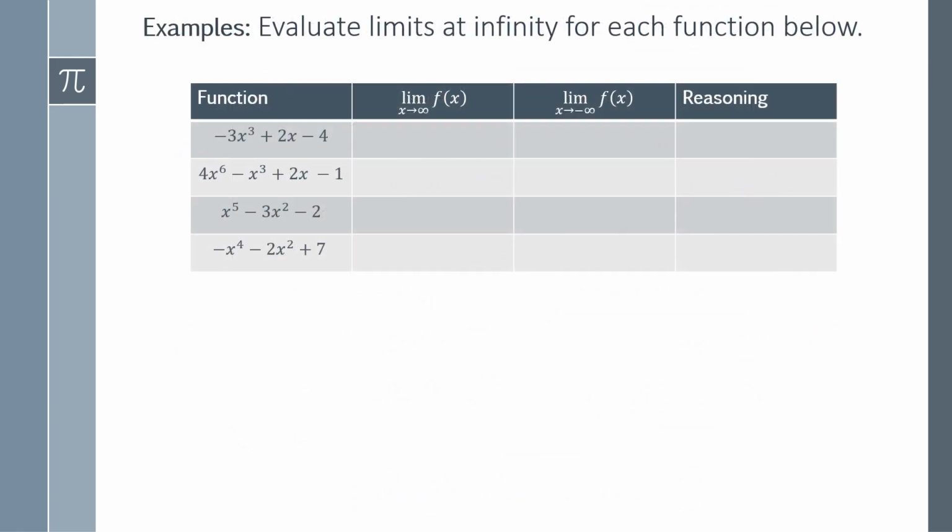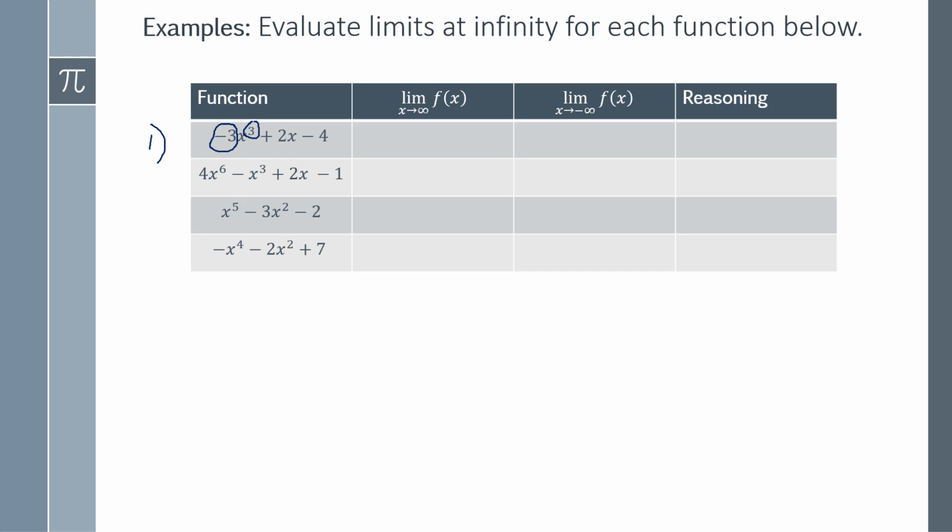Now that we have seen the four scenarios for end behavior of polynomial functions, let's take a look at some examples. The first example is negative 3x cubed plus 2x minus 4. I need to identify the degree of this function. That would be 3, the highest power of x. The leading coefficient is negative 3. It is negative, and that tells me which case to consider. This is the behavior of a function with an odd degree and negative leading coefficient.